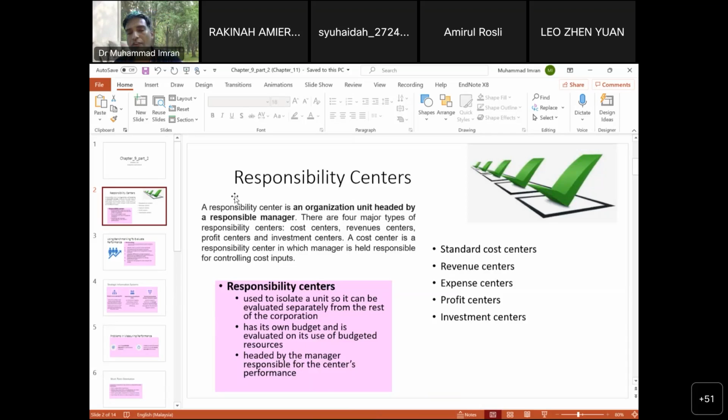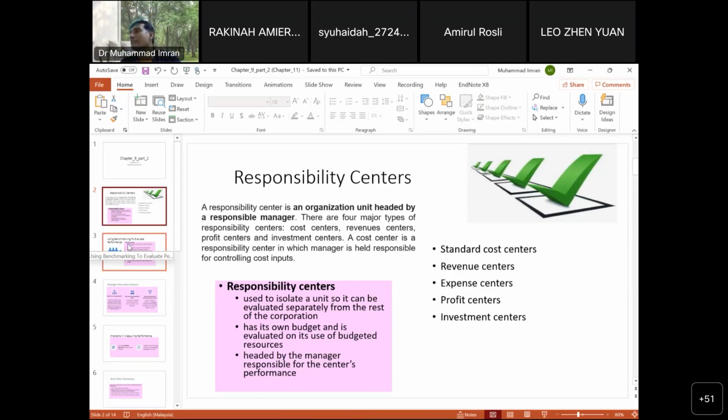Okay, and furthermore, you can also see some books represent these types as five: standard cost center, revenue center, expense center, profit center, and investment center. But at the same time, the main responsibility is divided into sub-centers. Why do we divide into centers? Because of better performance, better evaluation as well, and better handling by the managers.